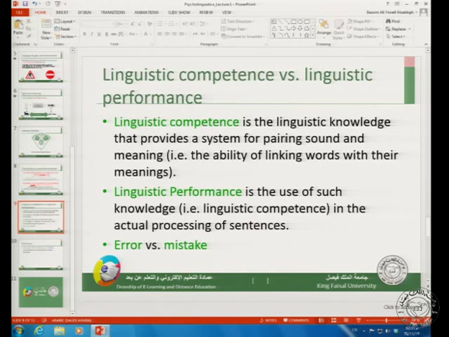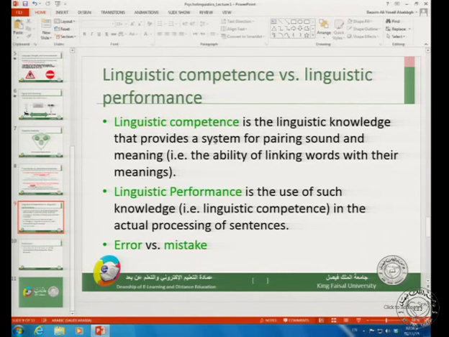And we have linguistic performance. So competence is the knowledge. Performance is how you perform this knowledge. So linguistic performance is the use of such knowledge, that is linguistic competence, in the actual processing of sentences. So now you have the knowledge, you know what this word means, and you know what the other word means, but how are you going to perform this knowledge which you have in the head? How are you going to perform this knowledge in real life? How are you going to create sentences? This is called performance.